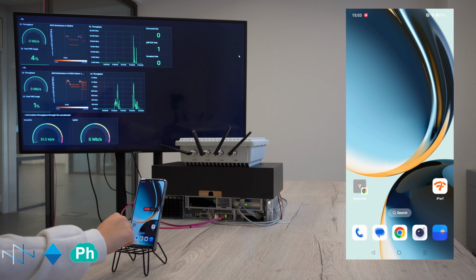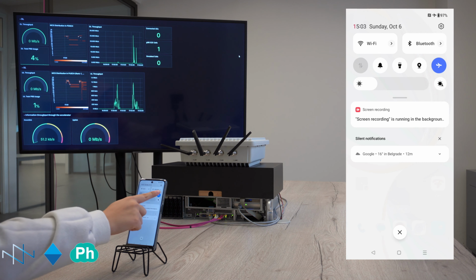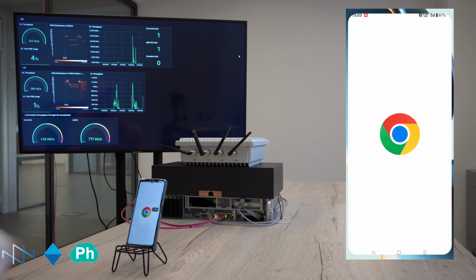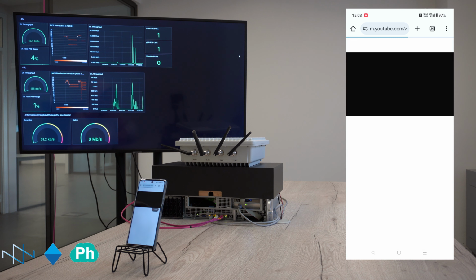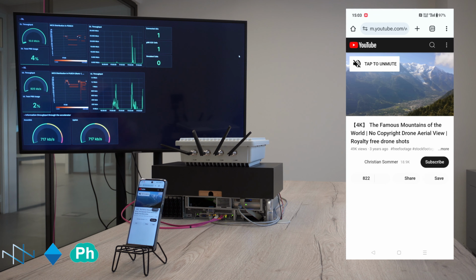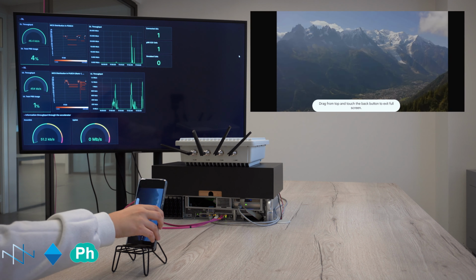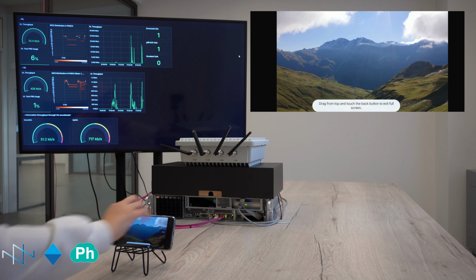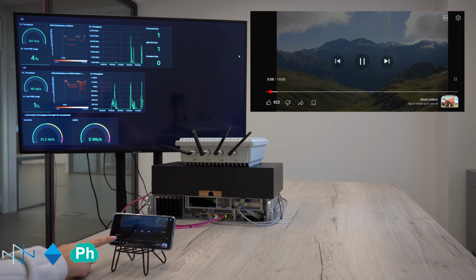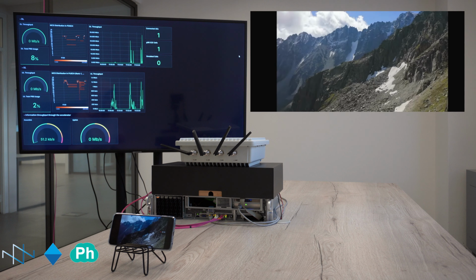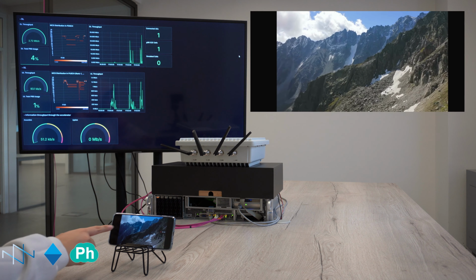Initially, we will test the basic functionality by streaming a YouTube video. We can see that the UE attaches when the airplane mode is off and that the video is successfully played. However, a YouTube stream cannot populate the available 100 MHz spectrum, so we will run iPerf to measure the achievable bandwidth between the UE and the server.